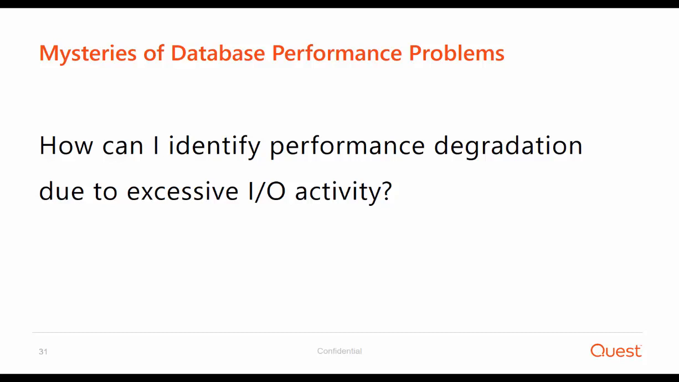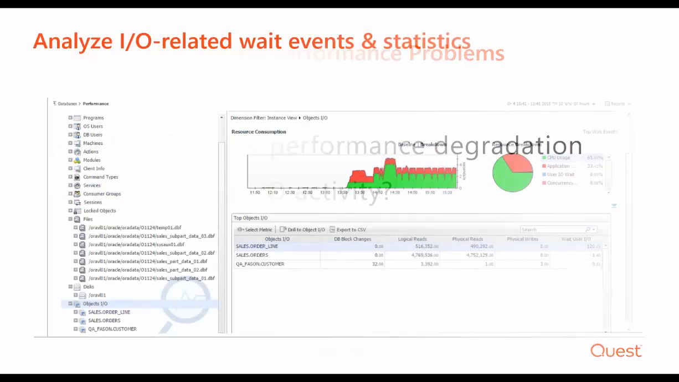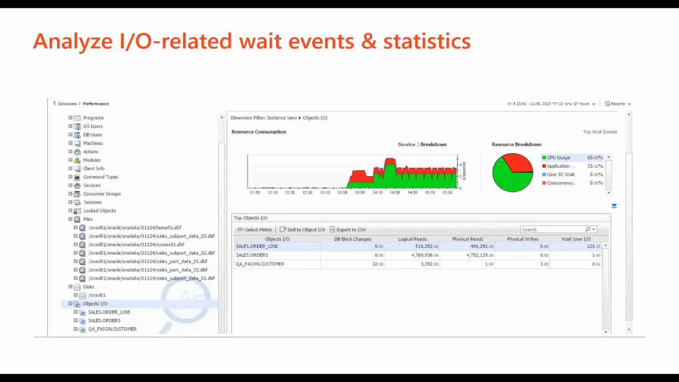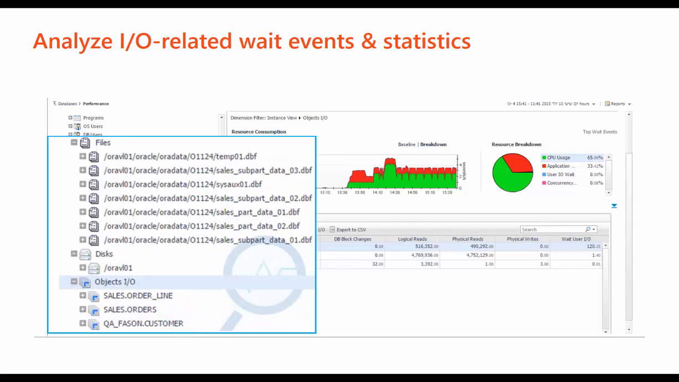Next challenge: how can I, as a DBA, identify performance degradation due to excessive I/O activity? In this case, we can see Foglight Performance Investigator, and we will focus on the I/O related dimension. We provide information about files which were accessed and had some I/O activity, disks, and objects. In the case of files, it could be temp files or data files. In the case of disks, it could be a regular file system, or in the case of Oracle, we also support Automatic Storage Management. And in terms of objects, we support tables, indexes, and partitions.